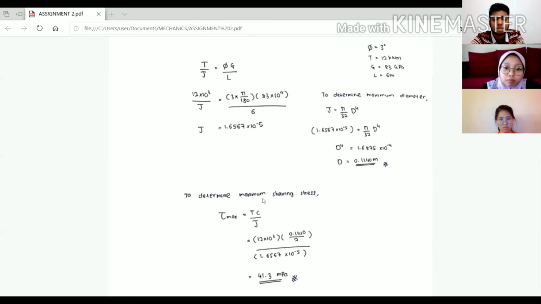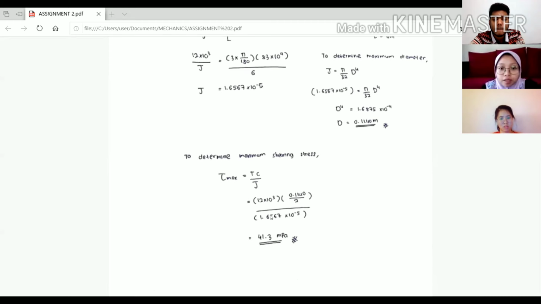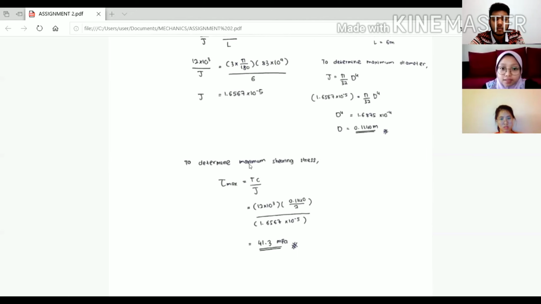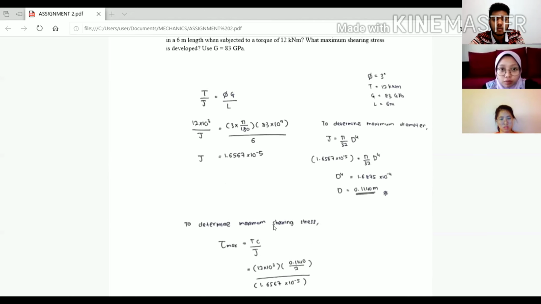To determine the maximum shear stress, use the formula of maximum shear and you will get the answer straightforwardly. But make sure here the angle you need to convert from degrees into radians, so you will get the right answer. That's it for question number 5.